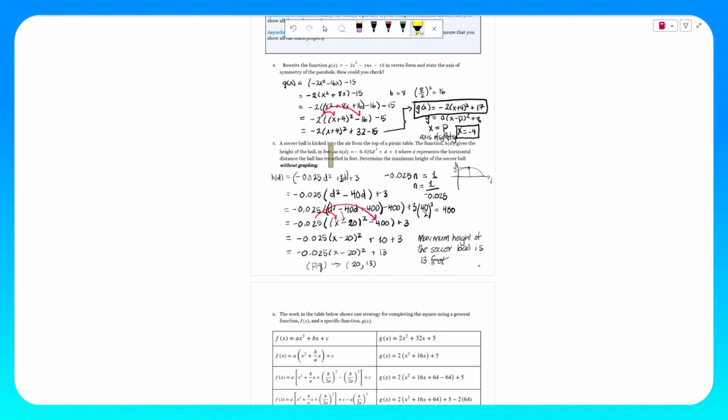And I know we got 13 feet here because here it says feet, so we need to have feet here. And 13 comes from the vertex.